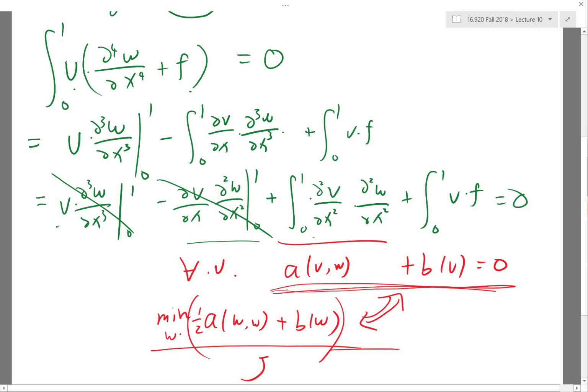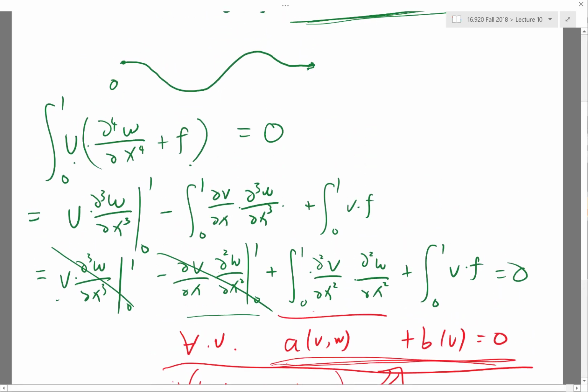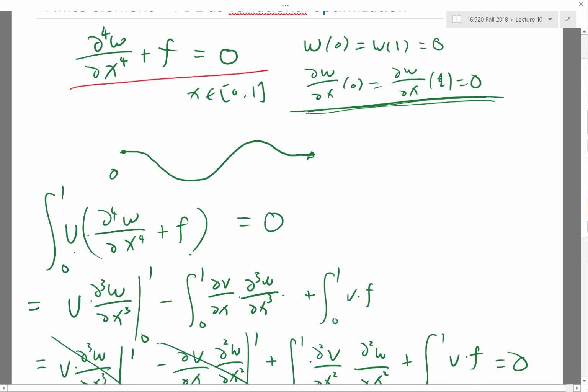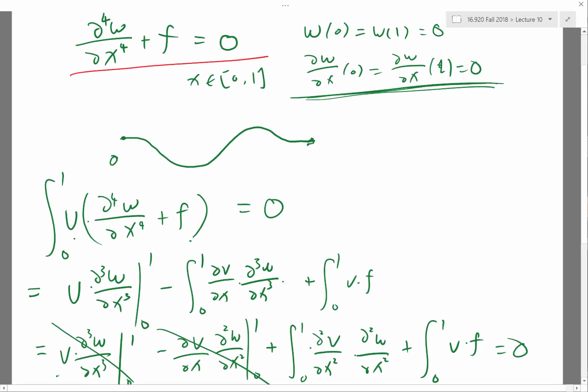Another consequence of this manipulation is to make the equation weaker. This equation, saying that for any possible variation v the weak form holds, is in some sense equivalent to the original differential equation, the fourth order derivative of w plus f equal to 0. But it's only equivalent in one way, not the other. If the strong form of the equation is satisfied, it's similar to finite volume: if the primitive form is satisfied, then the integral form is also satisfied.